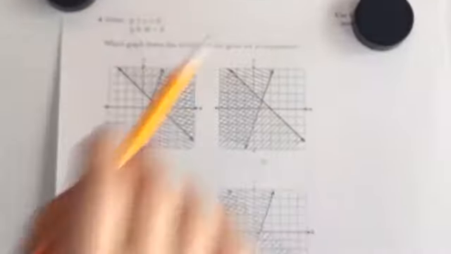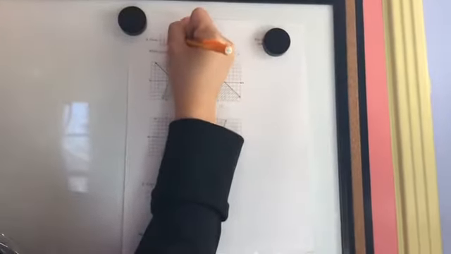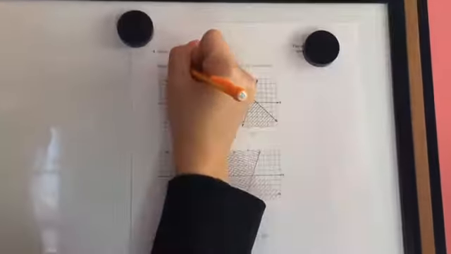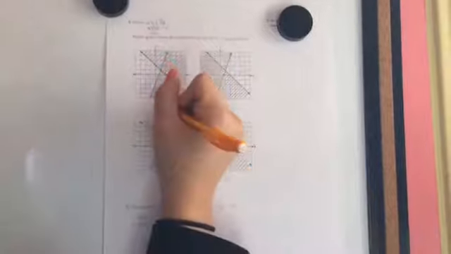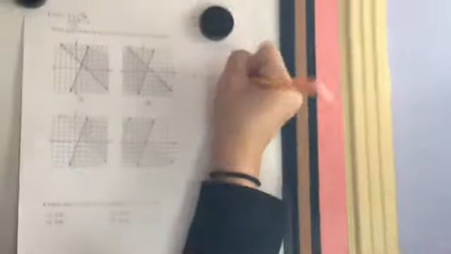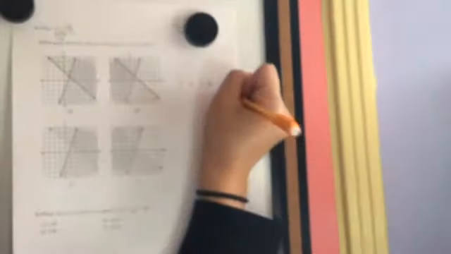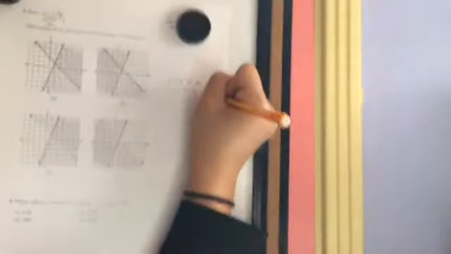Number 4 says, given these two inequalities, which graph is the solution? Right away we see that right here and right here, this would be a solid line because it's also equal to, and this would be a dashed line. So right away number 1 is out and number 3 is out because they have 2 solid lines. So this equation, y plus x is greater than 2, we will turn it into the y equals mx plus b format. So, minus x on this side, so y is greater than negative x plus 2.